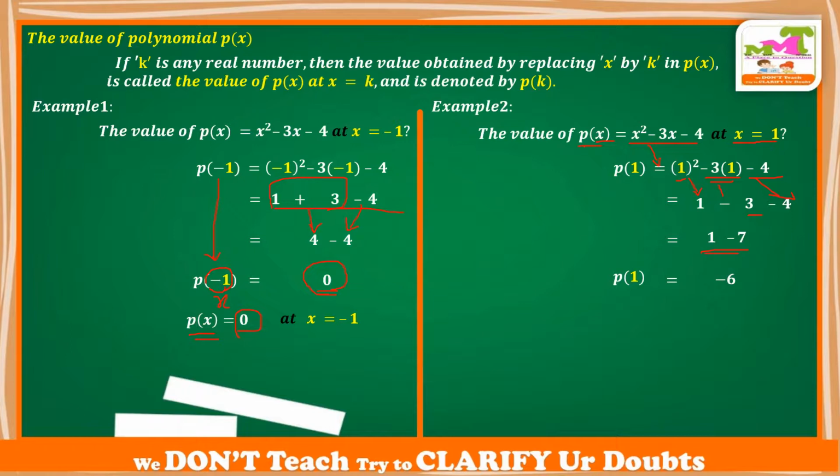I hope you understood. Yes. So the value of p of x is minus 6 in this case. Yes, I hope you understood, at x equals 1.